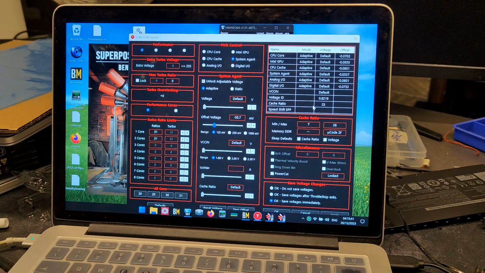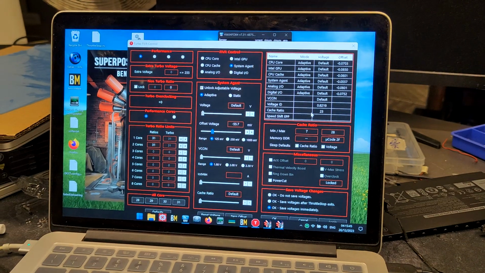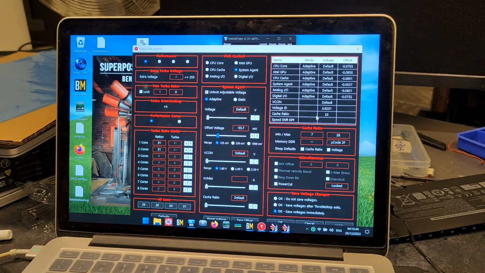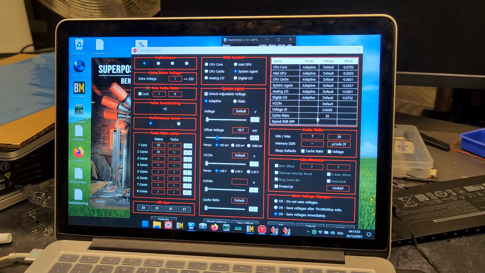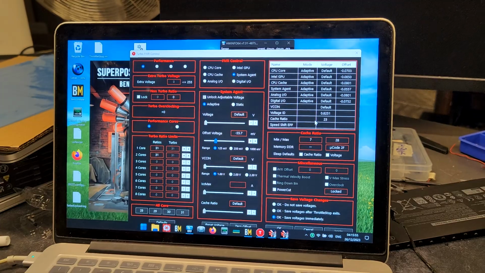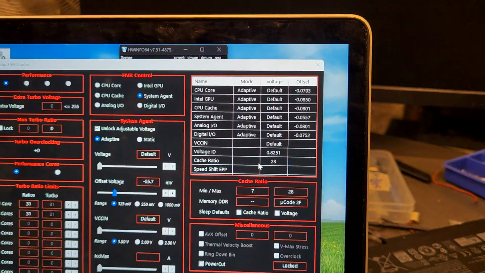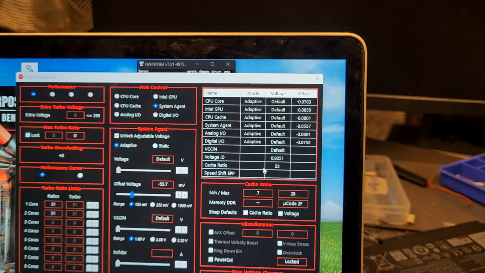Hello everyone, this is a short and very niche video. This is very specific to this kind of situation where I have a MacBook Pro 2015, which is a Broadwell CPU, and I am undervolting it. And these are the final values that I was able to certify as stable, and these are working on Windows.